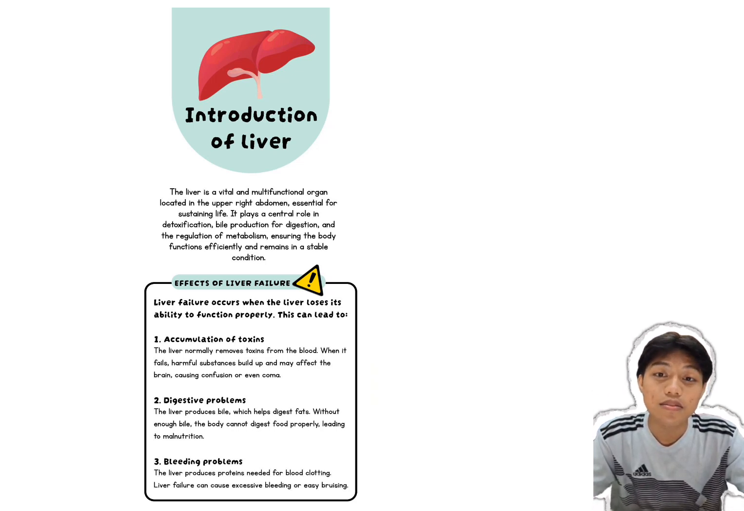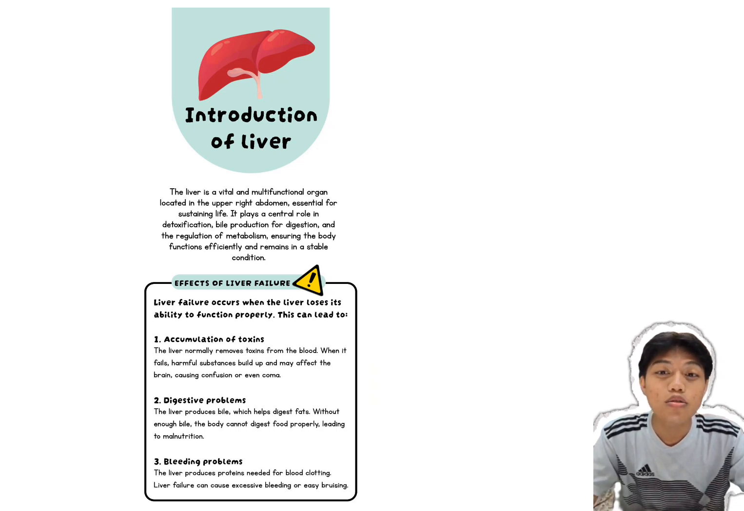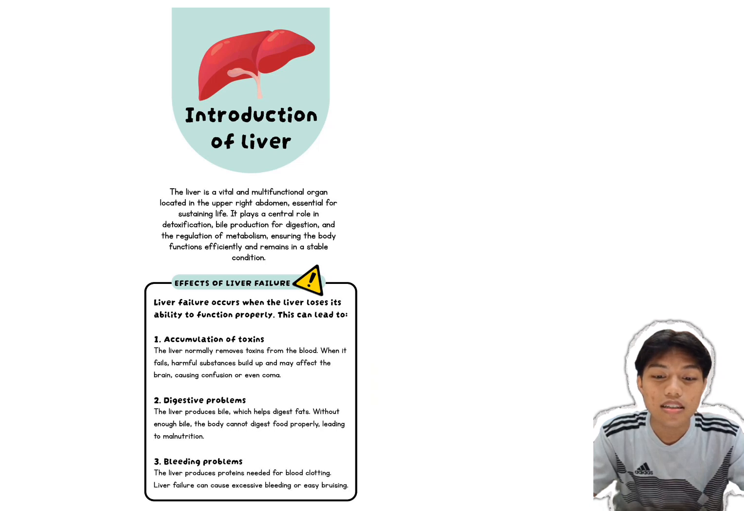Second, digestive problems. The liver produces bile, which helps digest fats. Without enough bile, the body cannot digest food properly, leading to malnutrition. And third, it can cause bleeding problems. The liver produces proteins needed for blood clotting. Liver failure can cause excessive bleeding or easy bruising.